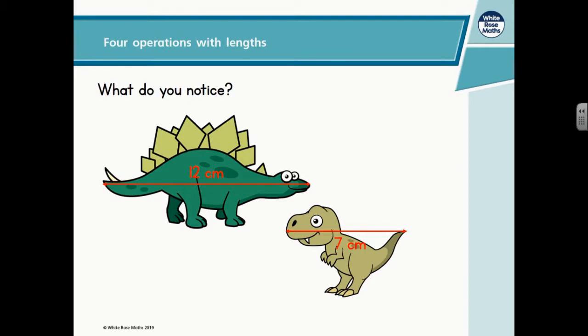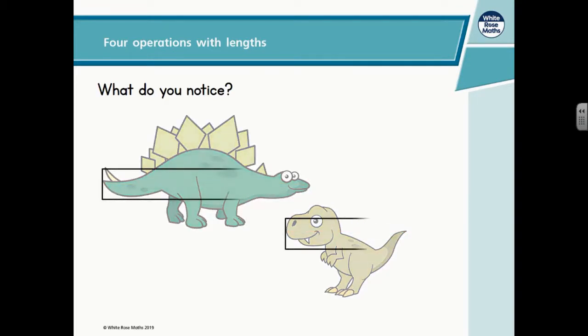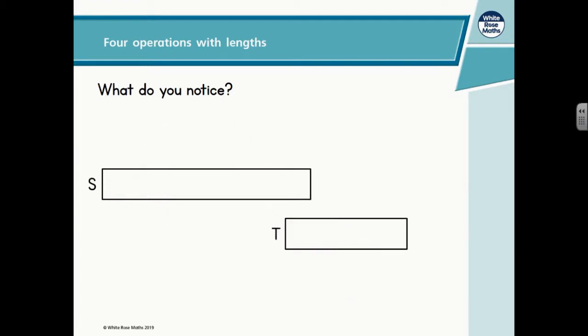So to remove the dinosaurs, so I stop thinking about dinosaurs and think about the maths, I'm going to draw a bar instead. So here's my bar around my Stegosaurus and around my Tyrannosaurus Rex. And I've labelled my bars S for Stegosaurus and T for Tyrannosaurus Rex. And inside, I've put their lengths. So we've got 12 and 7.